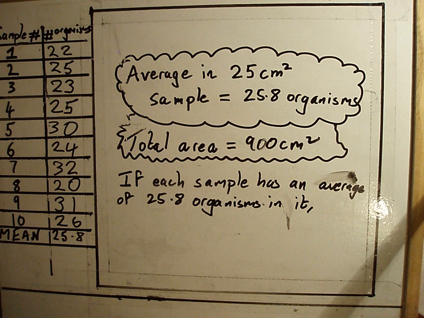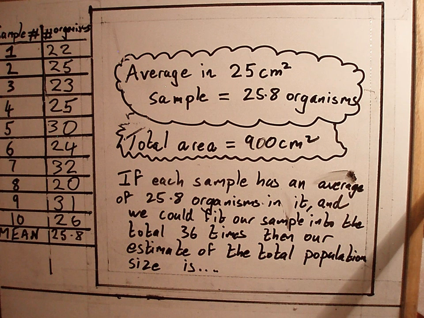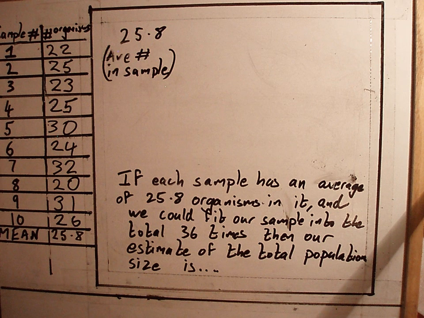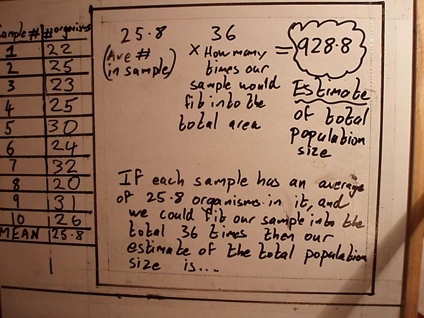So if each of our quadrats has an average of 25.8 organisms in it, and we can fit our sample into the total area 36 times, then our total estimate of the population size is 25.8, as in how many we got in an average quadrat, times how many times we could fit our quadrat in, which is 36, which gives us a total estimate of 928.8 of the little fuzzy things.